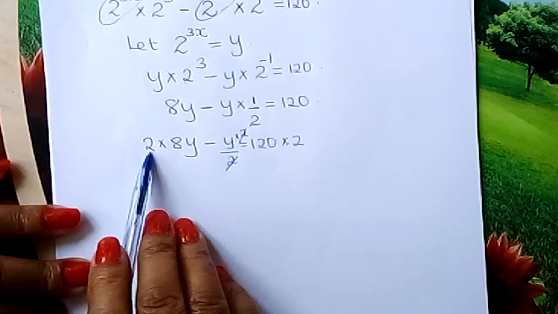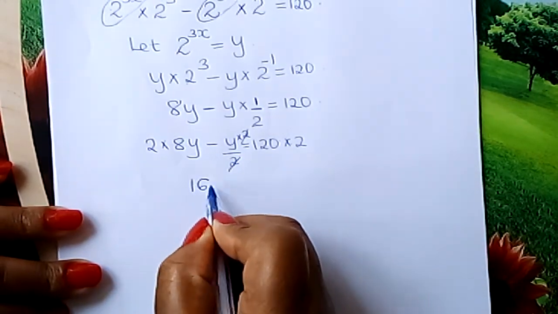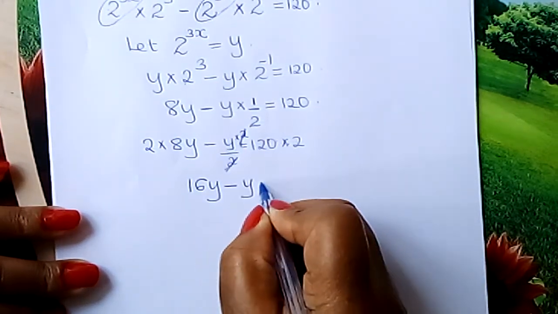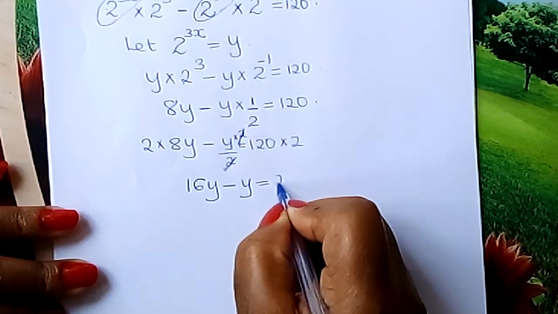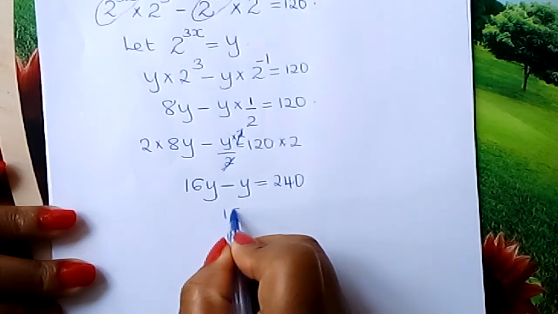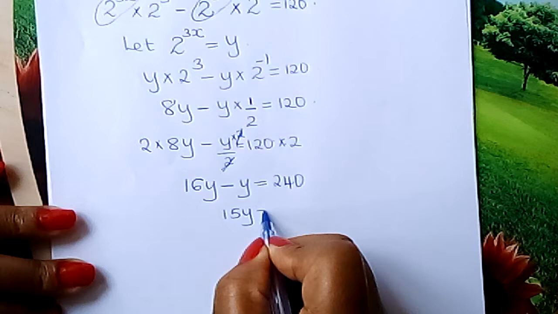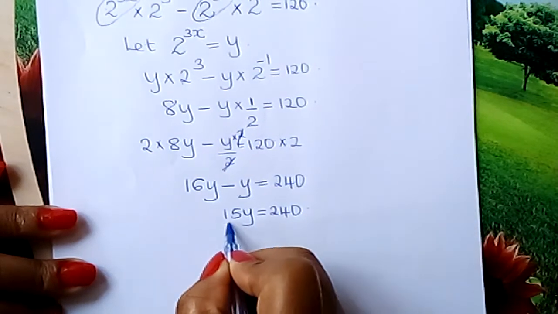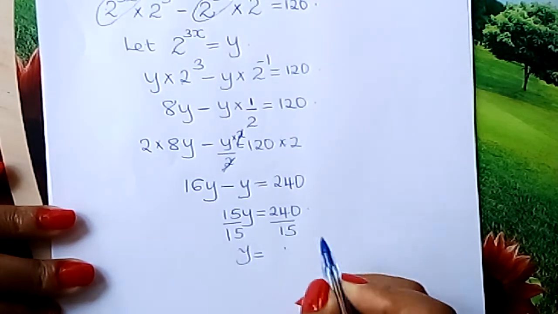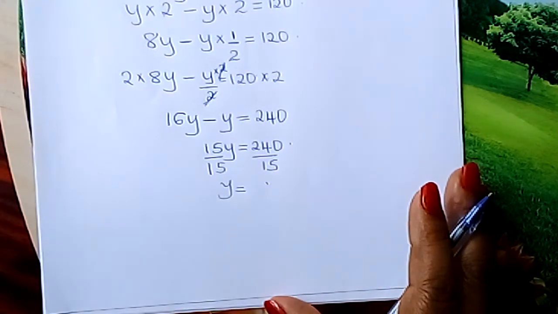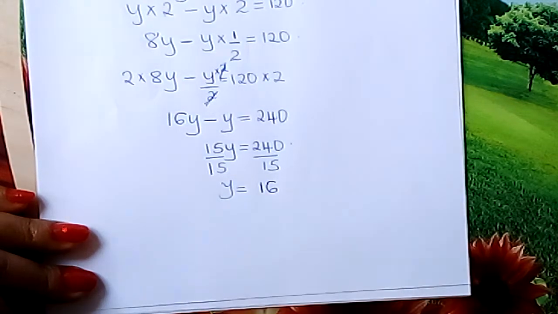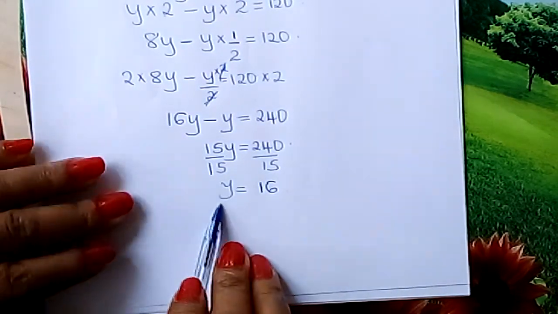Look at this, learner. 2 times 8y gives you 16y minus what? 2 and 2 have cancelled out, and therefore you are left with y. Multiply 120 by 2 gives you 240. And therefore, 16y minus y gives you 15y, 15y is equals to 240. Divide by 15, divide by 15. And therefore, your y is what? Your y gives you 16.